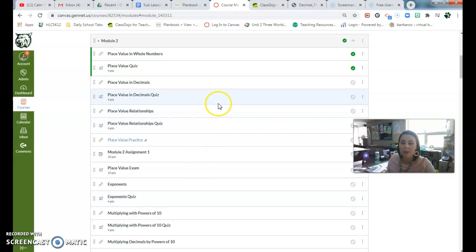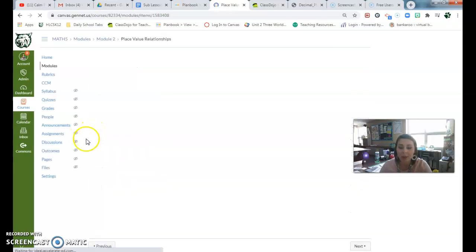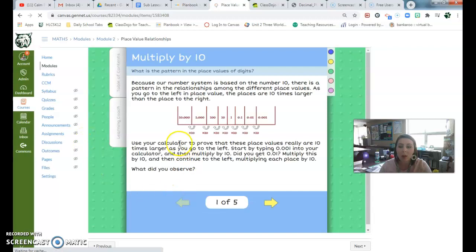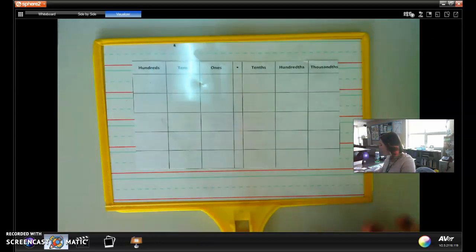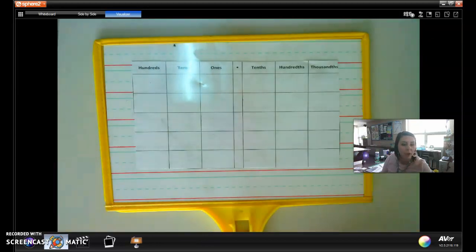Starting off with our Canvas. You actually don't have to log on to Canvas for this, but if you wanted to, we're going to go to Place Value Relationships under Math. And we are going to start off by looking at our number system. So on this, it has us kind of using a calculator, but I'm not going to have us do that. I'm just going to start off by just having a conversation with you guys and showing you exactly what this lesson is about.